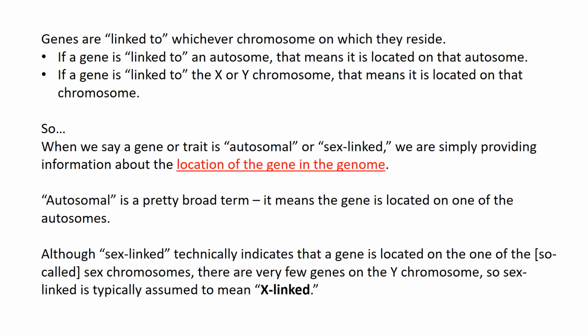So when we say a gene or trait is autosomal or sex-linked, we're really providing information about the location of the gene in the genome. Those are words that indicate the location of the gene. Of course, autosomal is a pretty broad term. In humans, there are 22 autosomes, and so autosomal would mean that the gene is located on one of those autosomes.